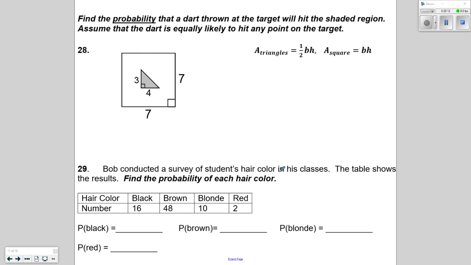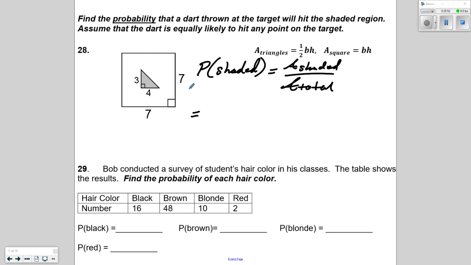So basically what this question is asking us to find is the probability that a randomly selected point within that square lies in the shaded region. Now to figure out the probability that a randomly selected point lies in the shaded region, we just have to figure out the area of the shaded region and divide it by the area of the total figure. Now we have different figures here. So the area of the shaded region is that triangle.